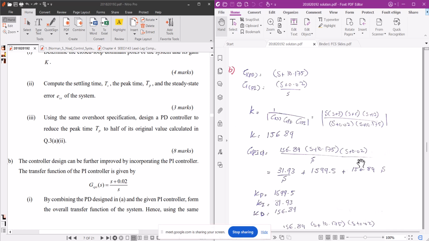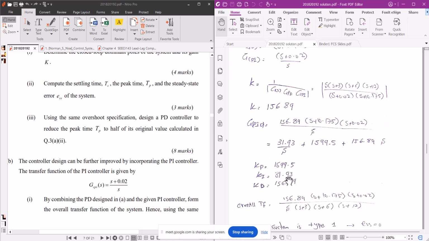This is your PID, basically a PID transfer function. So just multiply these: s square, 0.02 s, then 10.175 s plus this, add the s terms, then multiply by this, and then divide by s. So you will get this term 31.93 over s plus 1599.5. So this is a PID controller. This is the P term, proportional, plus integral. This is the integral term. 1 over s means integration, and multiplication with s means derivative.